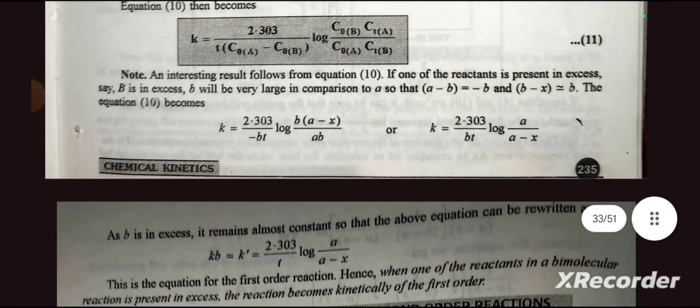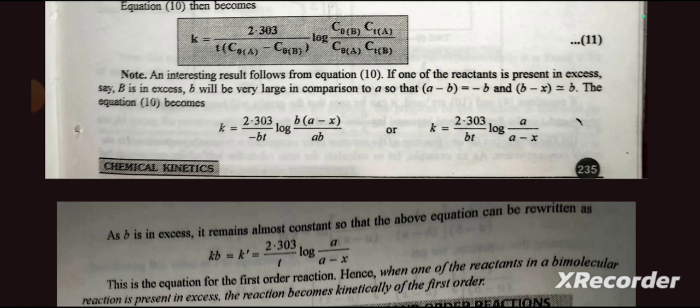Note an interesting result follows from equation 10. If one of the reactants is present in excess, say B is in excess, B will be very large in comparison to A, so that a minus b is equal to minus b and b minus x is equal to b. Equation 10 becomes k is equal to 2.303/(minus bt) log[b(a minus x)/(ab)], or k is equal to 2.303/(bt) log[a/(a minus x)].